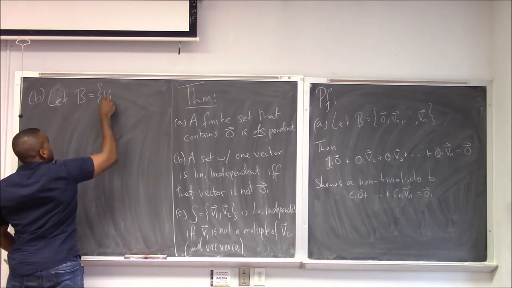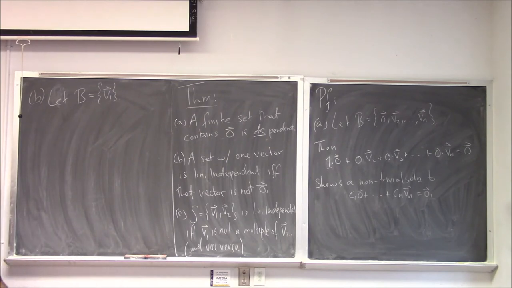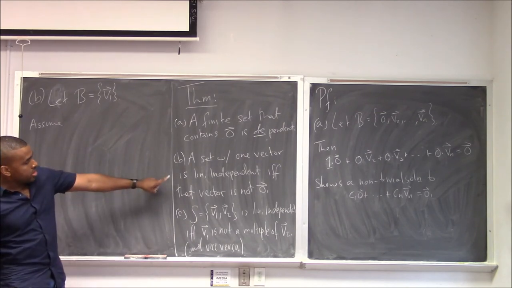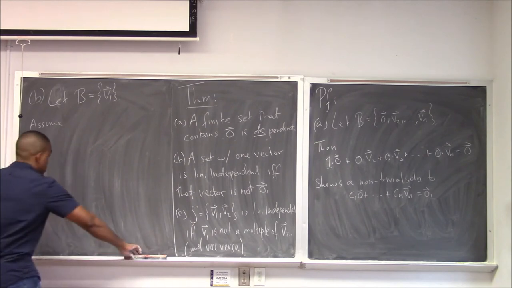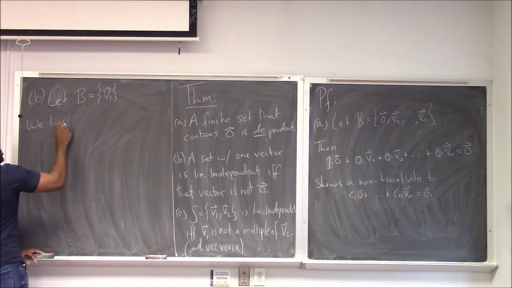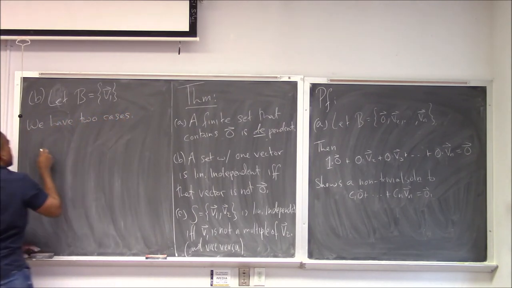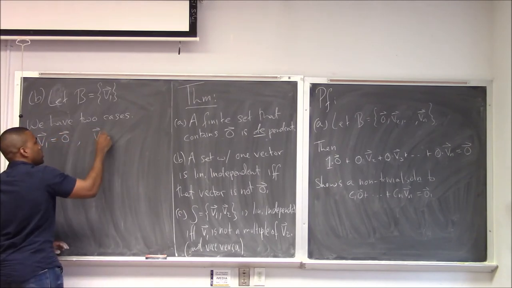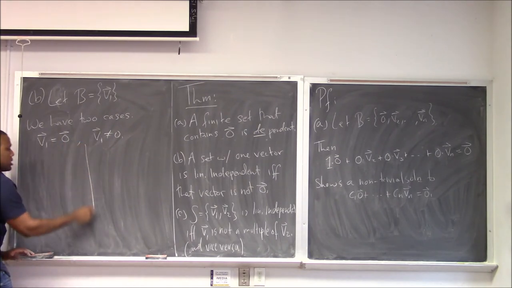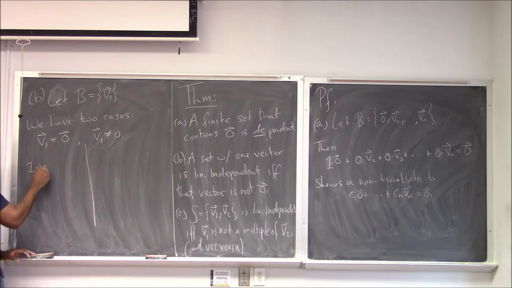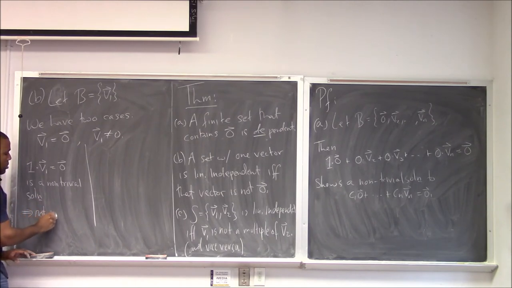Let B equal {B1}. I need to show that it's linearly independent if and only if it's not zero, so I can do the cases: B1 is the zero vector versus B1 is not the zero vector. In this case, 1 times V1 equals 0 is a non-trivial solution. This means not independent.